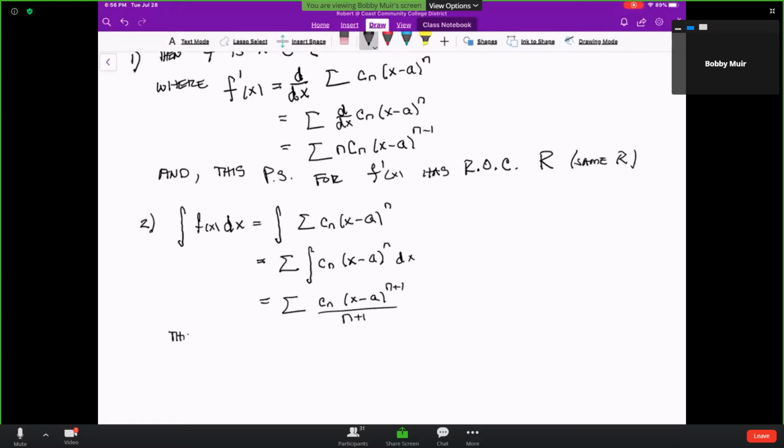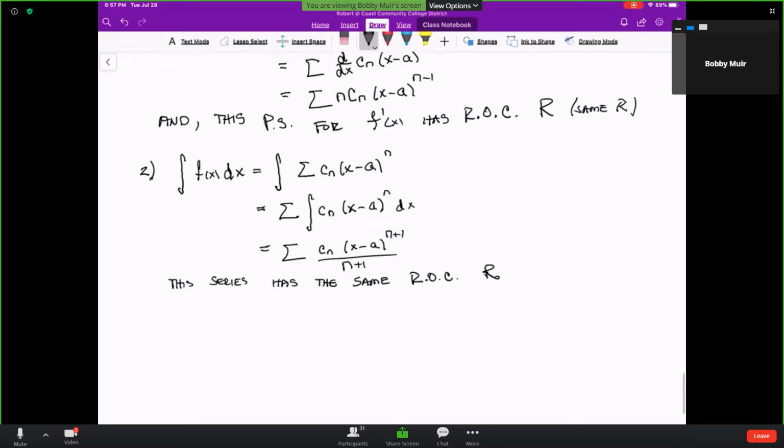And this series has the exact same radius of convergence r. I'll give you a second there to maybe catch up. Now what happens with these is that sometimes an endpoint works and another endpoint doesn't, but then when you take the derivative or you integrate it, sometimes those things work themselves out.